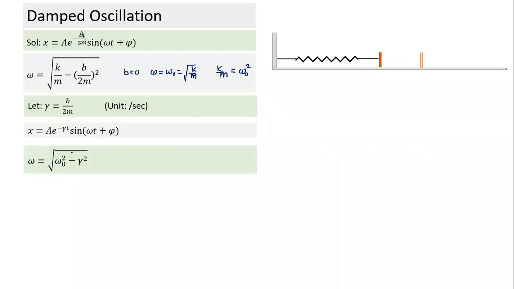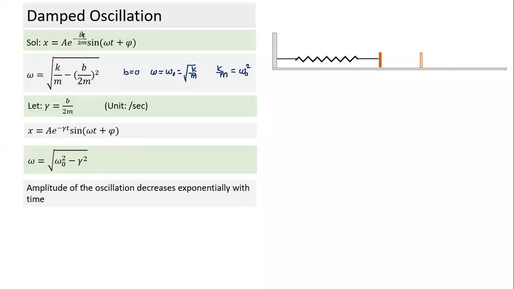And what is omega here? Omega also can be written as omega naught square minus gamma square. All we need to remember, omega term we know already. We should remember the gamma is equal to b by 2m. So this becomes a simpler form, and that's a form which we need to make use of.